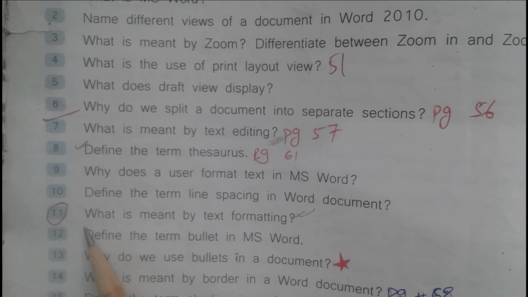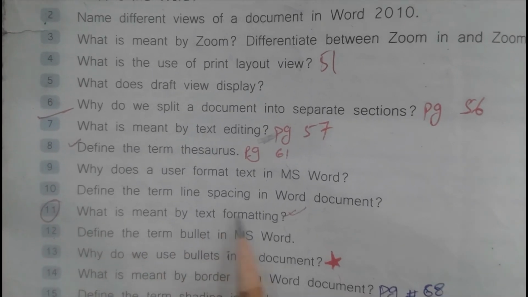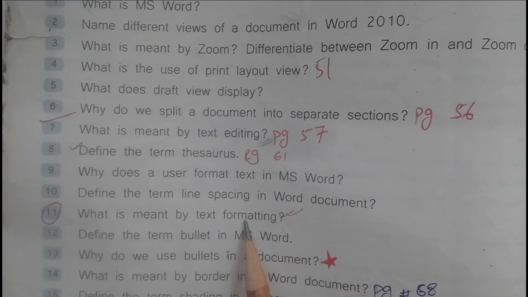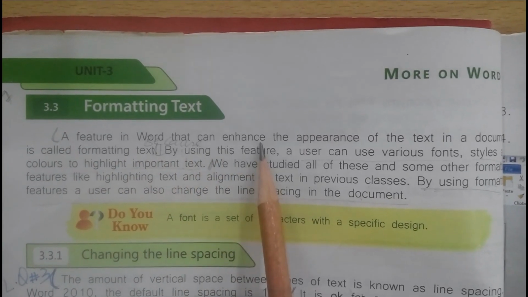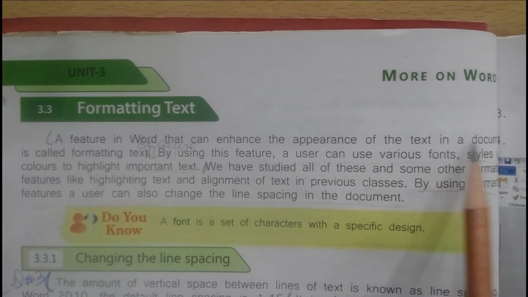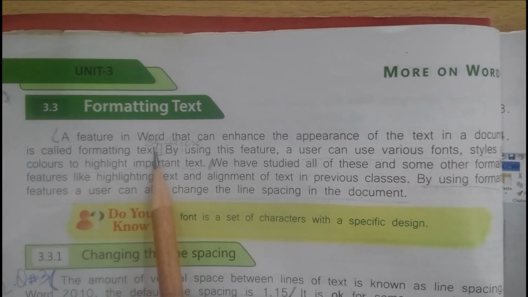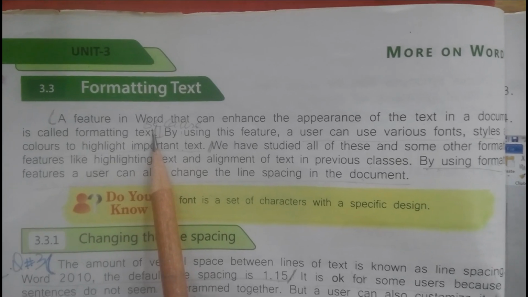Now the question number 11. What is meant by text formatting? Its answer is on page number 64. A feature in Word that can enhance the appearance of the text in a document is called formatting text. Students, you have to learn these short questions.